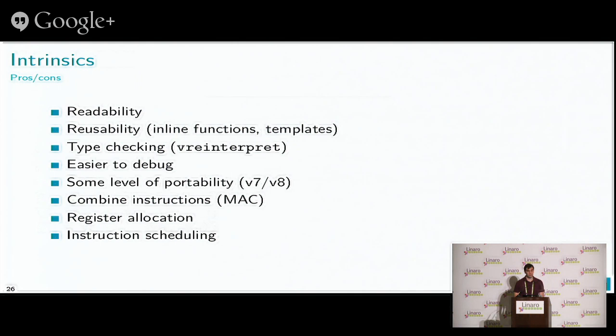Intrinsics are also easier to debug. It's fairly easy to add a printf, dump your register in the middle of your code, and see what happens. They provide some level of portability between V7 and V8. I'm being fairly conservative here. Most of the time, if you take some V7 assembly code, you just rebuild it and it just works in V8. There are, however, a few special cases. We'll talk about them later.